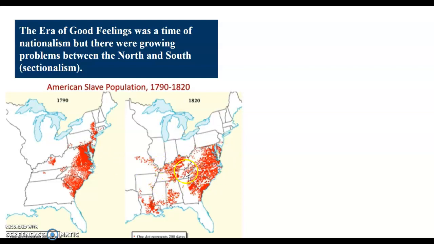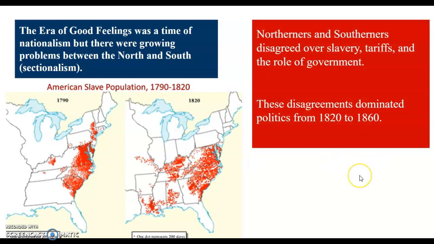So look at the population in the South. As the South is expanding slavery, the North is outlawing it. So we see this big divide between northern states and southern states. And northerners and southerners disagreed over slavery, but they also disagreed over tariffs. Agriculture south, manufacturing north, tariffs benefited the North, and the role of government. These disagreements dominated politics from 1820 to 1860. So we are starting the road to the Civil War between the split with the North and the South and these major, fundamental disagreements.